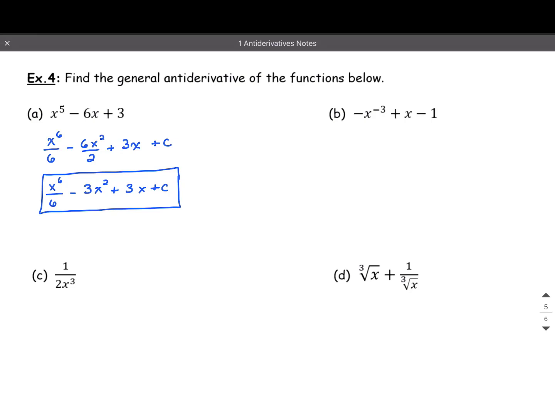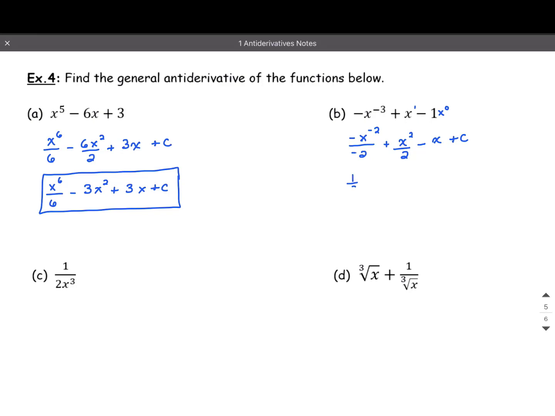Negative x to the negative 3 plus x over negative 1. So we're going to have negative x. Now be careful. When you add 1 to negative 3, you get negative 2, and we're going to divide by negative 2. Plus, now we had x, so we're going to add 1 to that exponent, which was 1. 1 plus 1 is 2. Divide by that new exponent 2. Minus, if we have 1, remember that's like a 1x to the 0. So when we raise that exponent, it's now x to the first, or just x. Don't forget your plus a constant at the end. Now we can simplify this a little bit because we have a negative over a negative here.